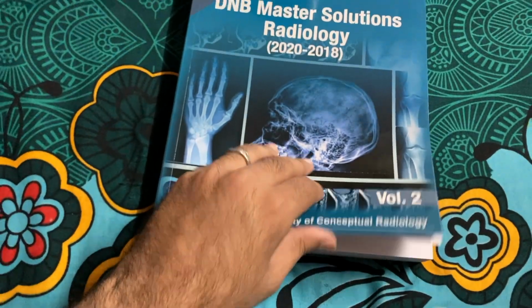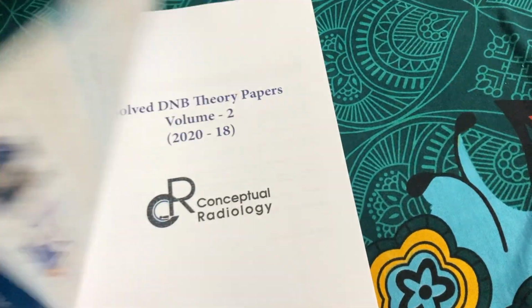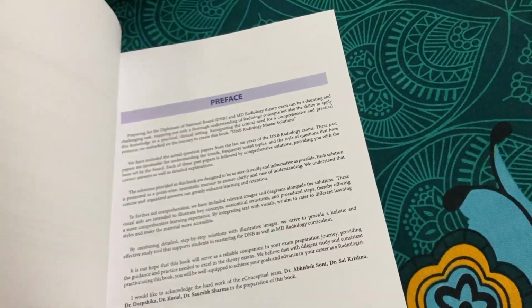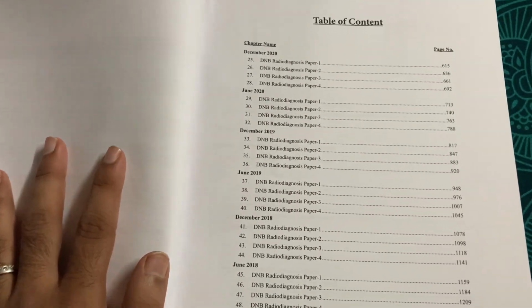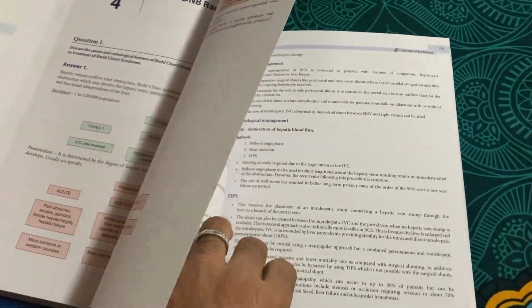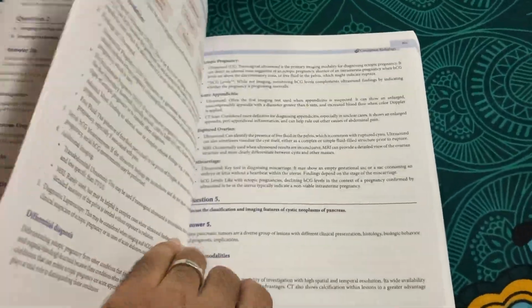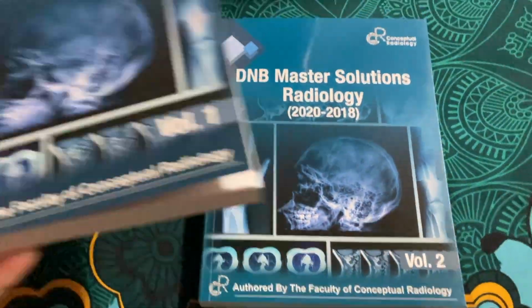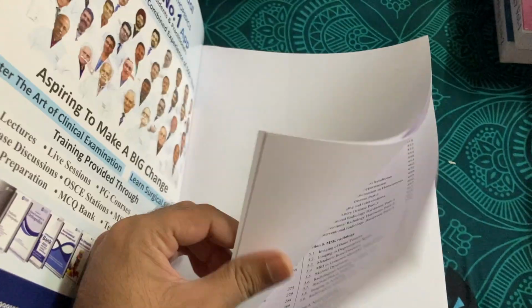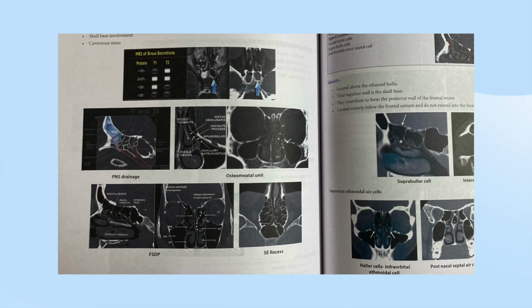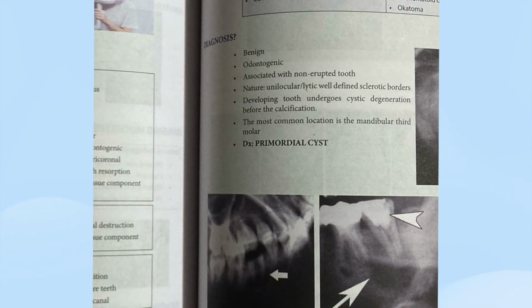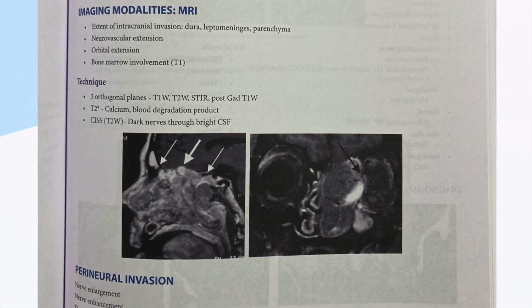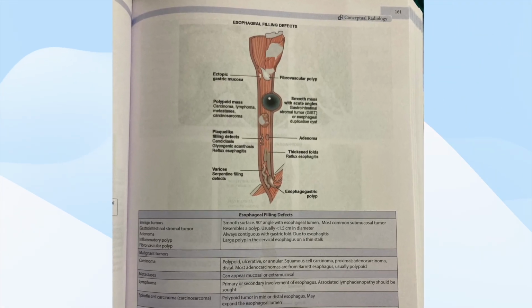And lastly, volume 2 having DNB paper solution from 2018 to 2020. So for me, initial impression is pretty good. It has a good paper quality. With the notes, lots of images, tables and good organization of the notes, it is pretty impressive. The images are quite decent and appreciable.